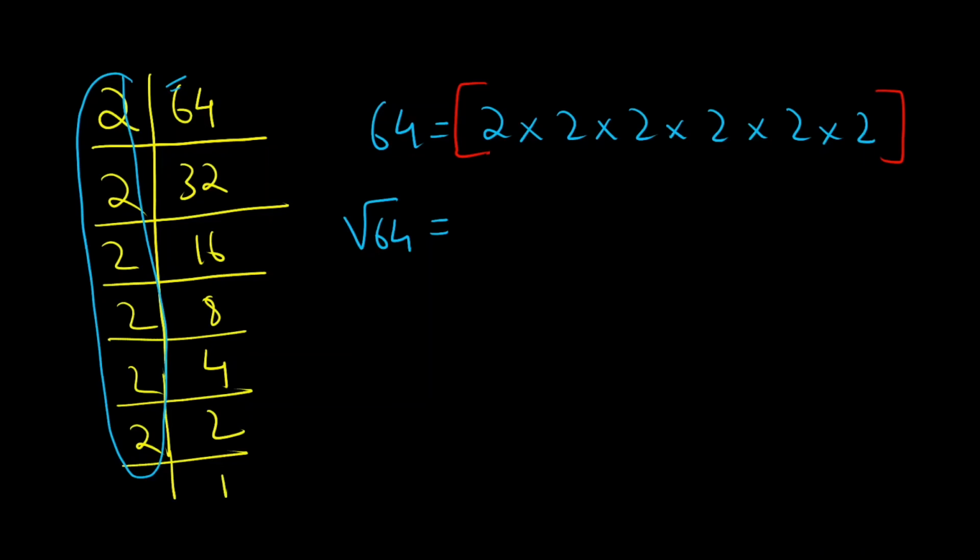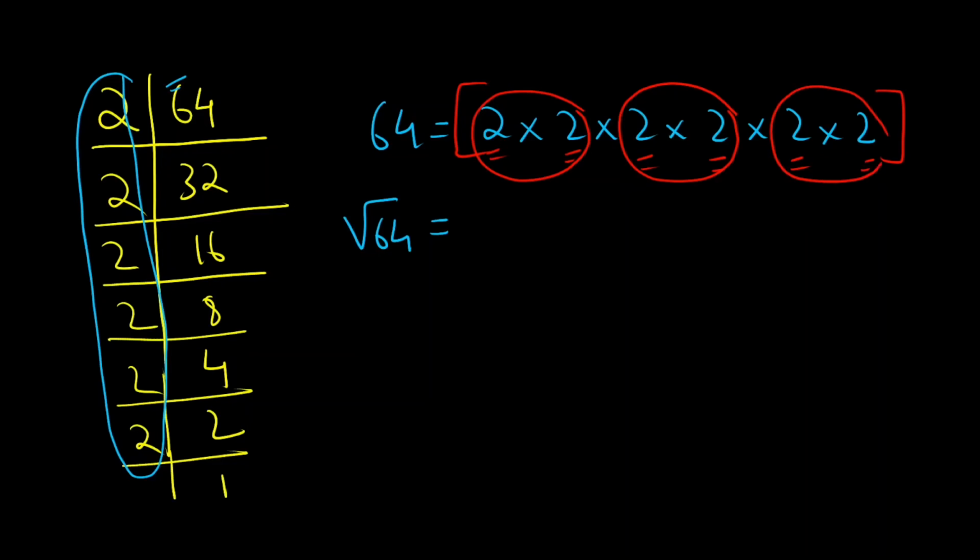So over here 2 multiplied by 2, they are the same numbers. I will group them together like this. Again over here 2 multiplied by 2, I will group them together. Over here again 2 multiplied by 2, I will group them together.